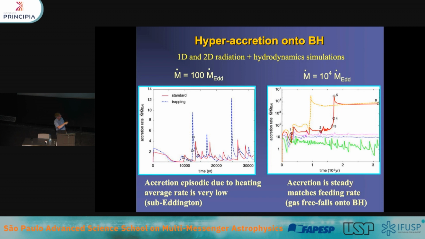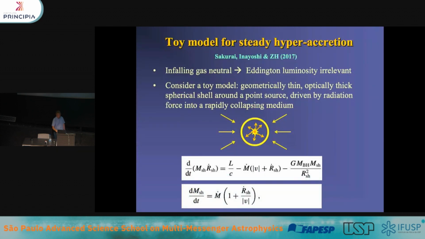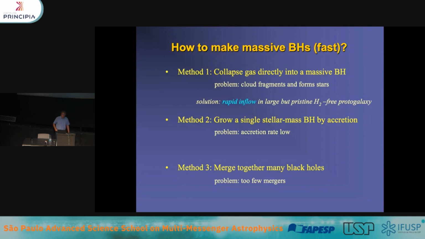Black hole eats everything. It's just a free fall because of this trapping. So, and actually, I think I should just contend with this. So basically, the solution here is the same as here.